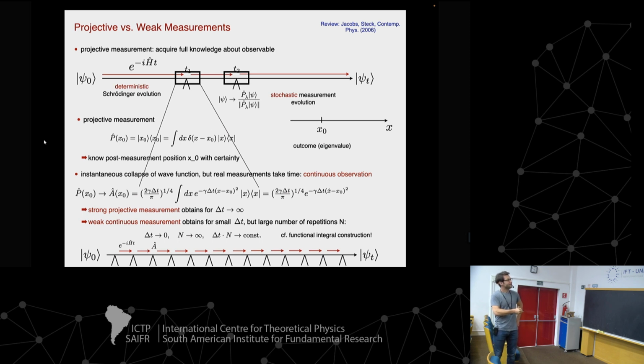Okay, and while the strong projective measurements are obtained in the limit where delta t goes to 0, the weak continuous measurements are those where delta t becomes small, but at the same time, we measure very often. So, in fact, this is exactly the limit that we got to know when constructing a path integral. We send the observation time to 0. We send the number of measurements to infinity, but we keep the product of delta t times n, so that's the chopping of the trajectory, constant. That's really analogous to the functional integral construction.